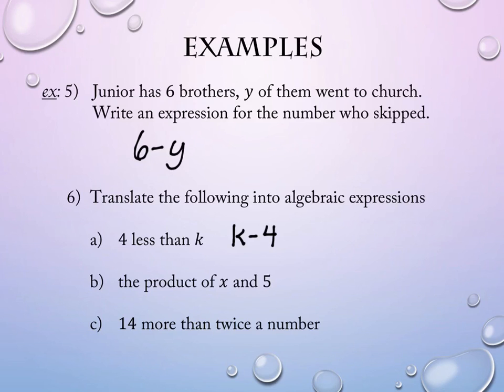Product. Do you remember what the word product means? Multiplication. My son keeps saying timesing. No, son, stop. Can't say timesing. Product means multiplication. So if it's the product of x and 5, we can actually write that as x times 5 if you want, like that. How else could you write it? You could write it as 5x.